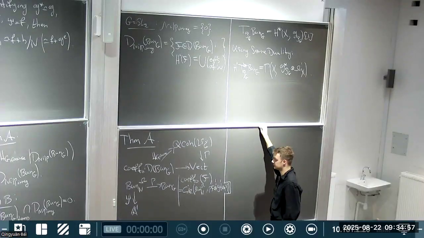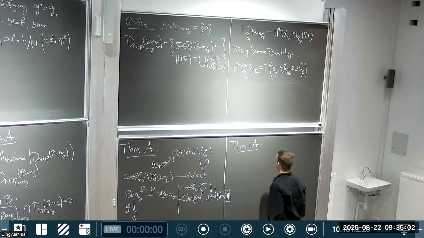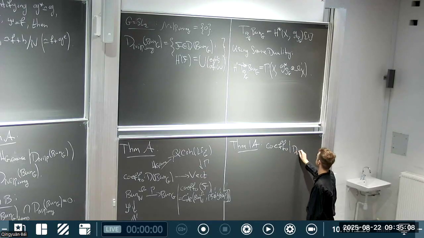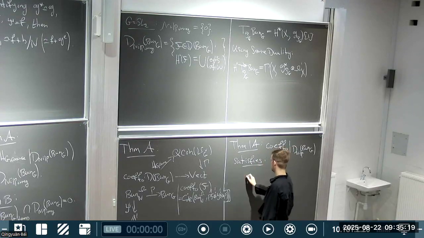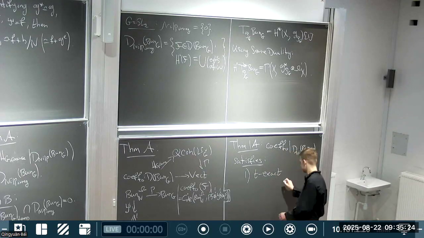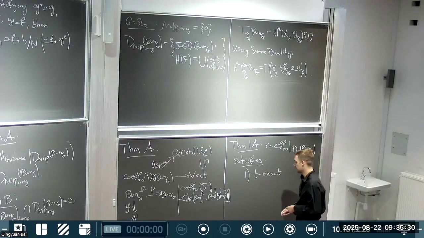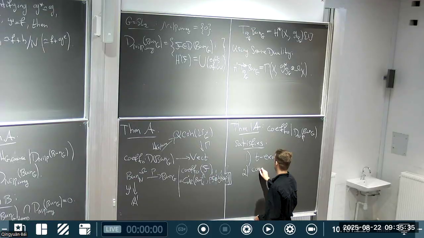So let me cite some theorems. Theorem 1a is that this coeff zero, when restricted to the nilpotent category, satisfies some very nice properties. Firstly, it's t-exact, up to some shift we will ignore. Secondly, it commutes with Verdier duality.